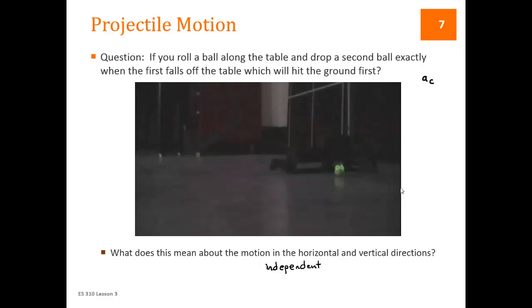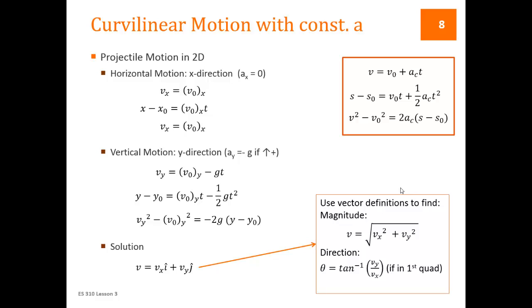The only thing that's similar between the 2 is the time, right? The x position doesn't have any relevance to the y position. The x speed has no relevance to the y speed. They're all independent, but the time is the same between them. And so what that allows us to do is write our projectile motion equations.